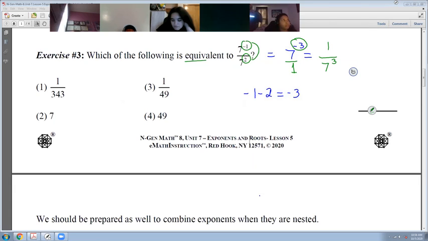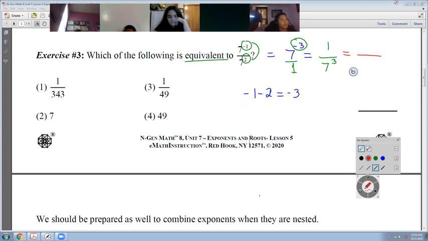Okay, what is it equal to? This one is equal to this. All right, 1/7 cube. Do we have 1/7 cube? No. Okay, this one is next to that. Oh my God. Are we stuck? 1 is 1.